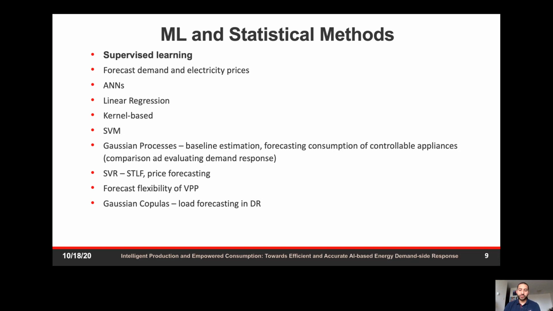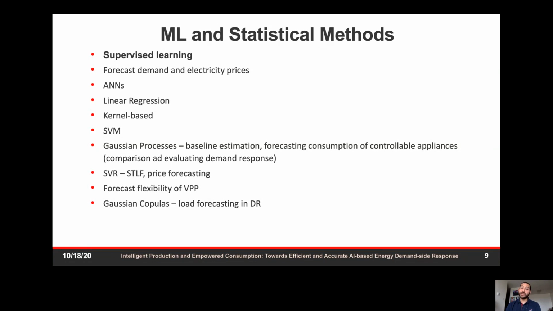Price forecasting is really if in a dynamic energy environment, we're trying to forecast what the price of energy is going to be in the short term and in the long term. Supervised learning methods are also used for forecasting flexibility of virtual power plants, and Gaussian couplet is used in load forecasting as well.